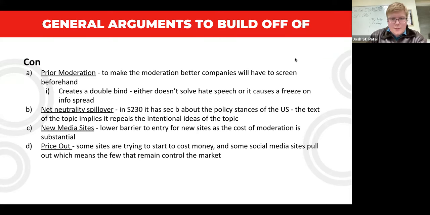So beyond that, moving on to the last one, price out, because I find it pretty similar to the new media sites one, but some sites are trying to cost money in various ways.